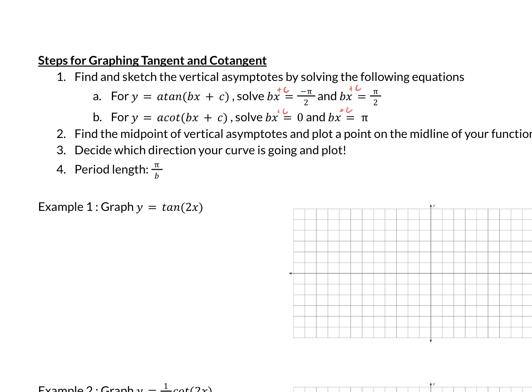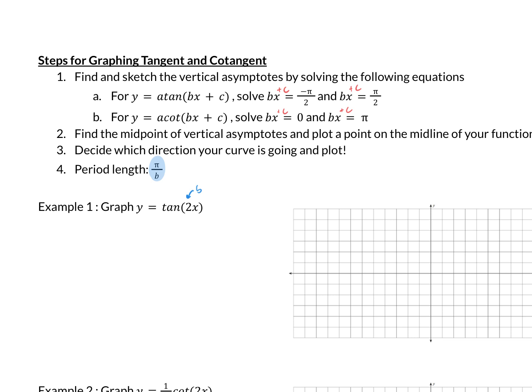Okay, then from there, you're going to find the midpoint of where your vertical asymptotes are. You're going to plot that point that's on your midline, and then you're going to figure out which direction your curve is going to go. The only other difference here between everything else that we've been doing is that to find your length of period, it's going to be pi divided by b, because my length of my period is not 2 pi anymore, it's just pi, okay? So your b value is still that thing in front of your x. So this is your b value here for this case, okay?